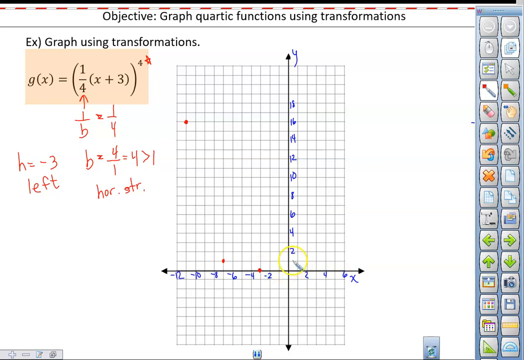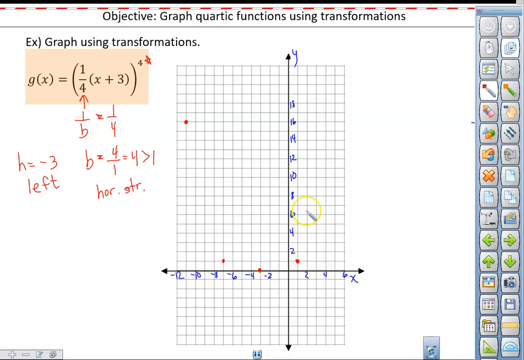Then we have 1, 1. Now first we have to stretch this horizontally, remember, and that's on the right side. So this 1 unit to the right, 1 times 4 is 4. So we end up here at 4, and then we move back 3. 1, 2, 3. And interestingly enough, this one ends up back where it started at 1, 1.